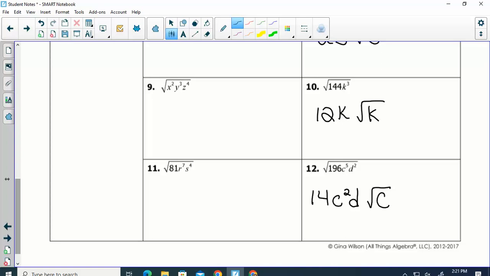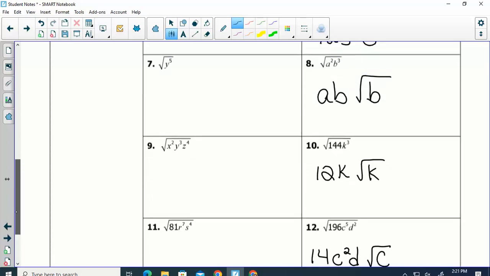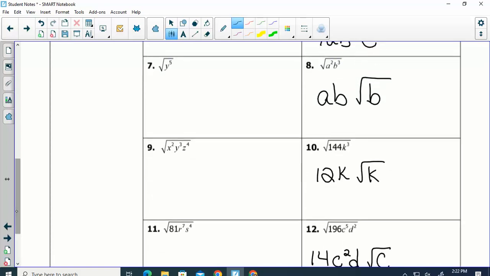Before I go to the next page, I want you to try a couple. So I want you to do 7, 9, and 11.